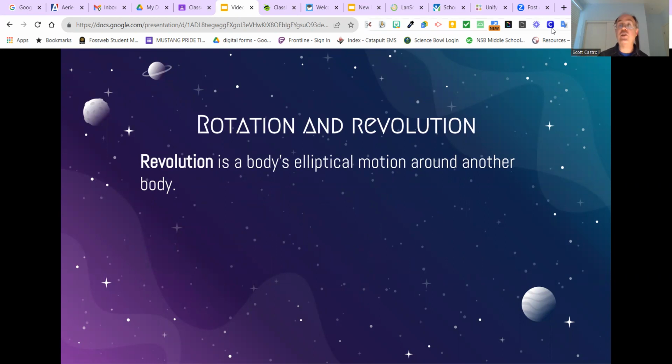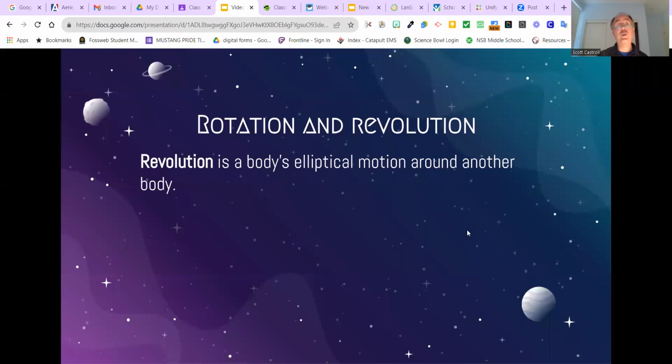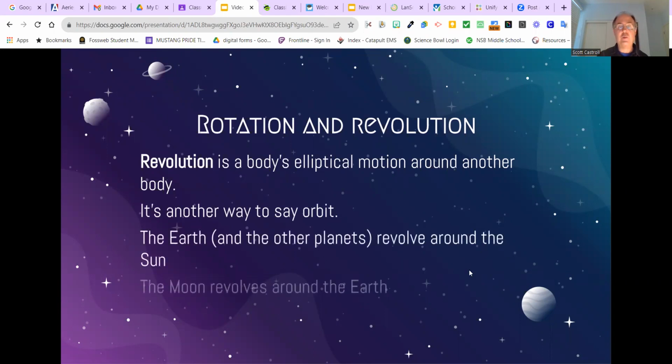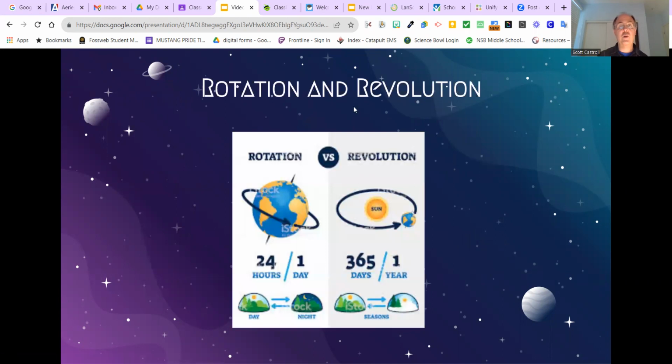So once again, I can show you quickly. Imagine my head is the sun. This is the Earth. Here is the Earth revolving around the sun. So revolution is a body's elliptical motion around another body. It's another way to say orbit. Earth and the planets can revolve around the sun and move around the Earth. So here we have examples of rotation and revolution.